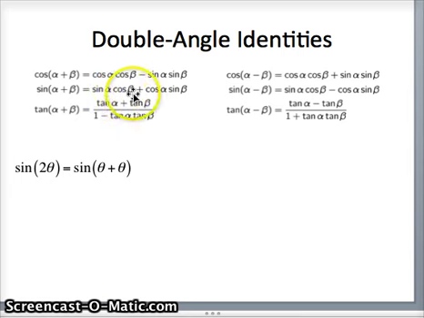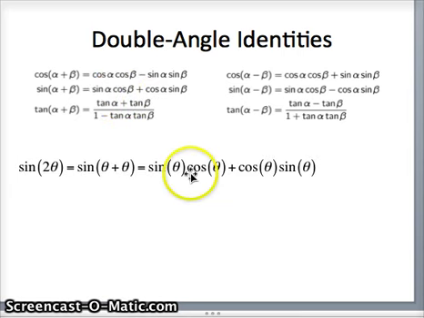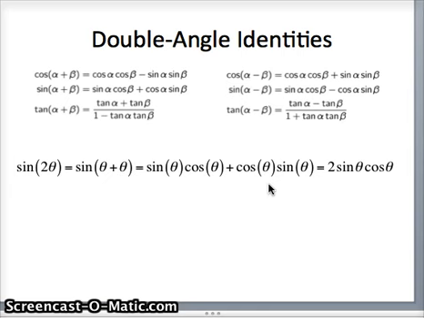Sine of theta cos theta plus cos of theta sine theta. Recognize these are really the same thing. Sine theta cos theta plus another sine theta cos theta. So we get our double angle identity here of 2 sine theta cos theta.